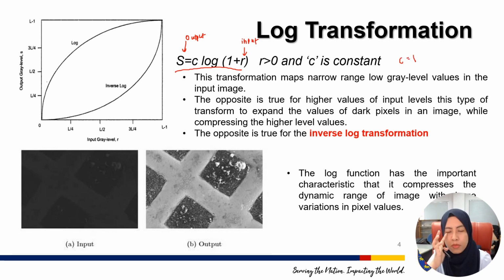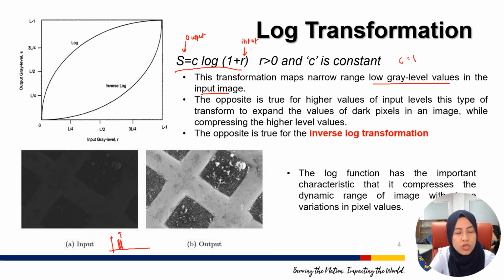So this transformation maps a narrow range of low gray level values in the input image. Normally, when you have an input image that has low gray level values, like this image, most probably it has low contrast. You can see that it has a narrow range of low gray level values, all accumulated at one place like this. So the dynamic range of this image is very narrow.